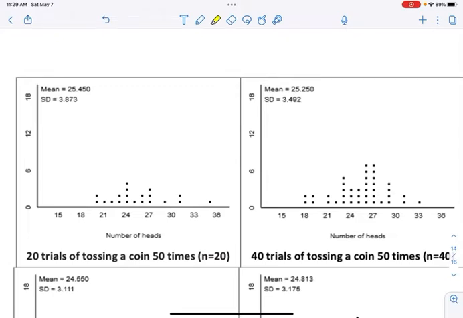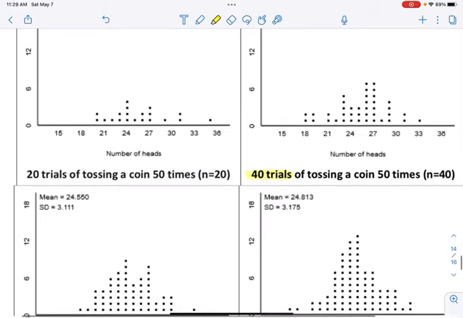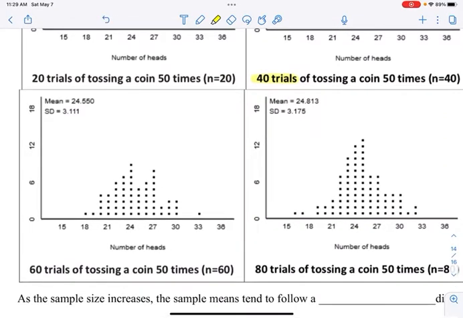Now, when I increase that to 40 trials, my mean is 25.250. Look at my standard deviation. It's actually going down a little bit, so I have fewer of those outliers. If I have 60 trials of tossing a coin 50 times, now look at my standard deviation and my mean. My standard deviation is going down. And look at this last one. I have 80 trials. This is almost that normal distribution that I would expect to see.